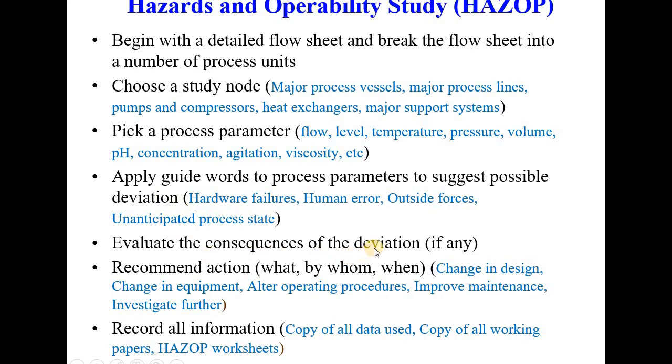When you have a deviation, there are consequences, okay, blowing off or overflow or whatever could happen there, right? There is a consequence, and then you're going to recommend action, like we need to change the design, not the usual case, we need to change the equipment, not the usual case, we need to change the operating procedures, that is usual, we need to improve our maintenance, that is usual as well, and we need to investigate more and see what we need to do. But remember, when you recommend action, you need to identify what you're going to do exactly and who is going to do it and when he's going to do it. When you put this, it is like an action plan to have things done correctly. If you don't know what to do, how do you expect that it will be done if you don't know what to do?